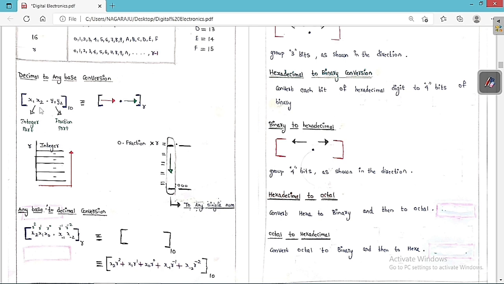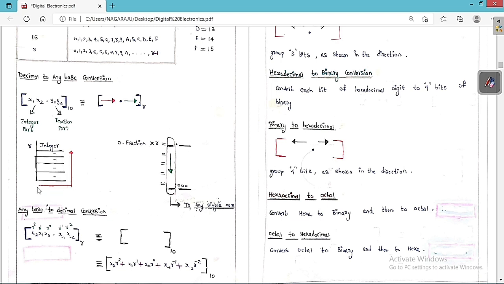Now whatever the integer is, you take it here and divide it by the base of the number system you want to convert to. You divide this integer part, and if you do this, you are going to get the remainders.